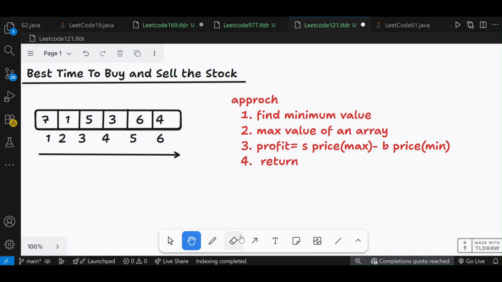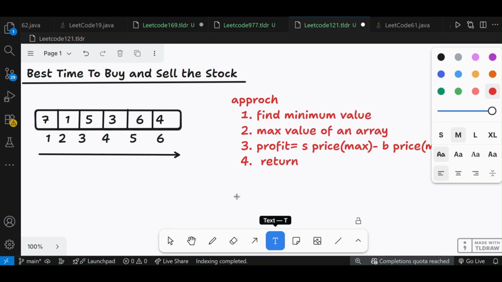So first of all, in this array, during the iteration I find that 1 is my minimum element, and on that day I will buy the stock.